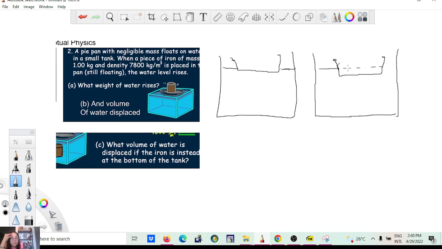So you see it went down by delta H here. So it's going to displace enough water to be able to hold that piece of iron. So you have here the piece of iron, W, and then you have the buoyant force, and the buoyant force equals that.